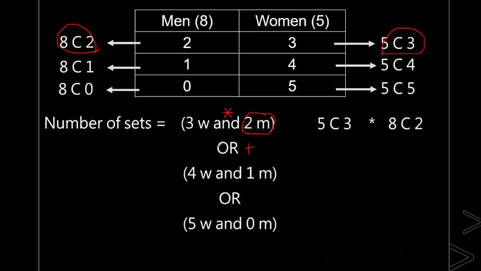Next we have 4 women and 1 man, right? How can I choose 4 women? 4 women can be chosen as 5C4. We have already derived it, right? So 4 women can be chosen as 5C4 and 1 man as 8C1. In between we have and, so multiply. And the last value is 5 women and 0 men. How can we choose 5 women? 5C5 ways. And how can we choose 0 men? 8C0 ways. In between what do we have? And, so multiply.